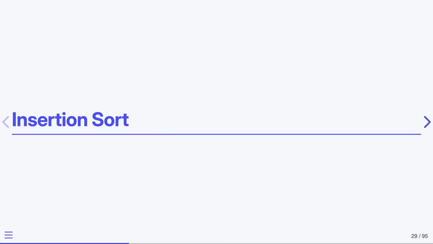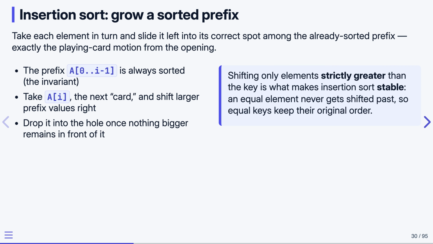Now we start on the sorts themselves. The first one is insertion sort, the same motion you use when you sort a hand of playing cards. Insertion sort takes each element in turn and slides it left into its correct spot. The spot is somewhere in the part that is already sorted. It is exactly the playing card motion from the opening.